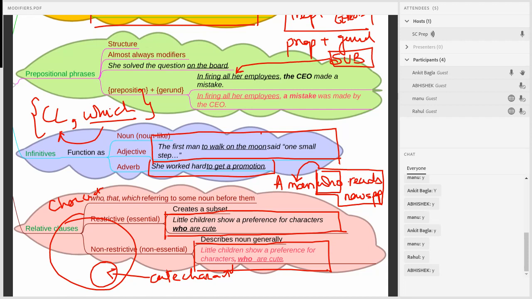So your relative will continue to refer to some noun before it. The difference is that if it is a restrictive relative, then it'll define that noun. It'll specify which noun. And if it is non-restrictive, it'll just give you some general information about that noun, but not identifying information. Okay, I got it. Let me give you another example. I think maybe we can come up with a better example over here.